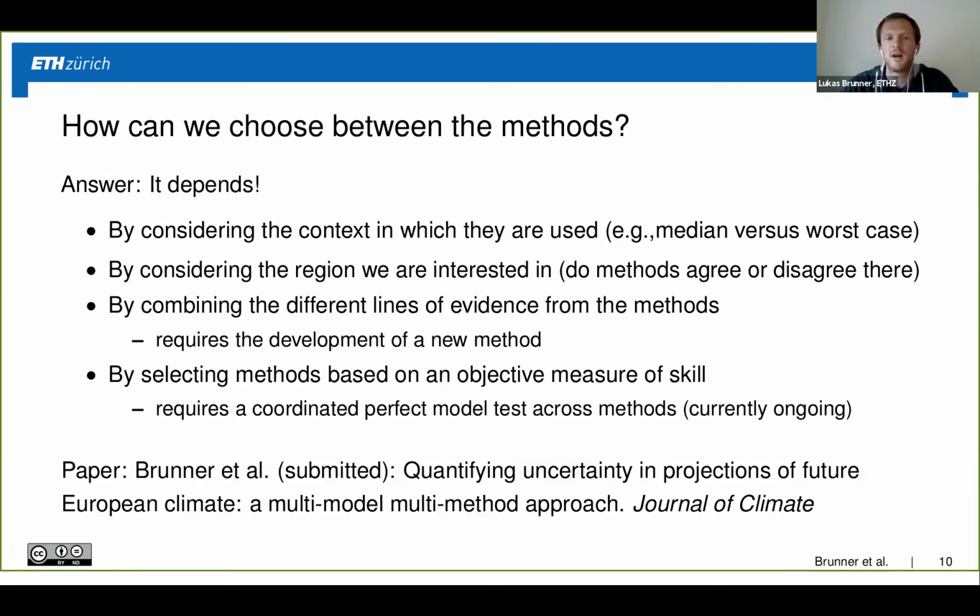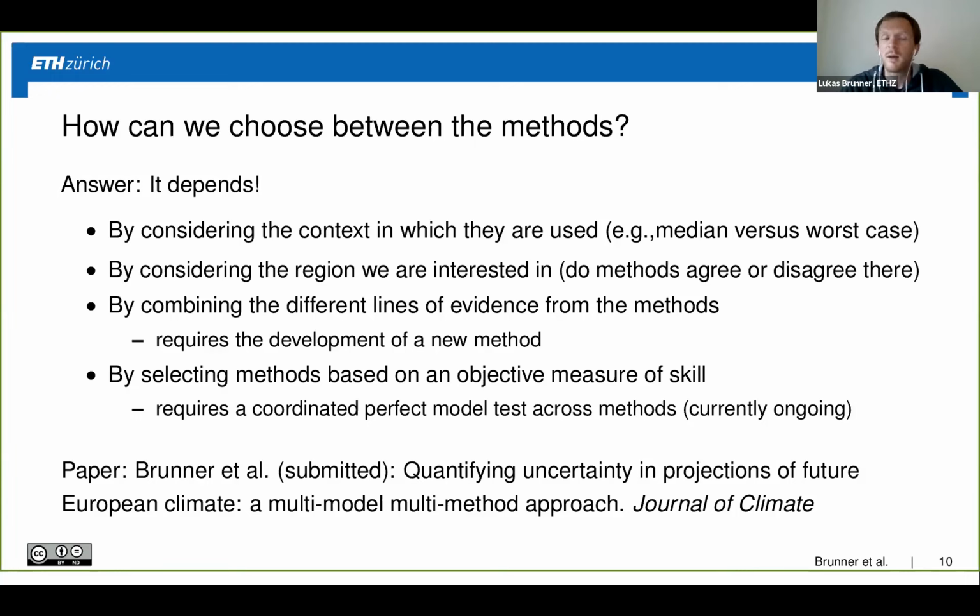The last 2 points are more of a broader vision and maybe less direct recommendation to users. So one thing we could do is combine all of the different lines of evidence from the different methods and basically develop a new method which draws on all of them, and maybe is then kind of a super method which draws on all of these different variables and so on. This might be a lot of effort though.